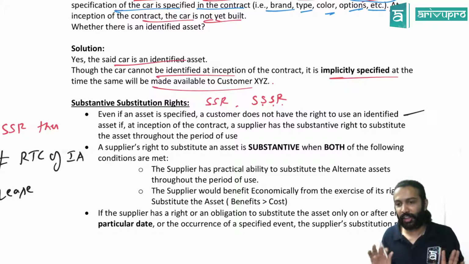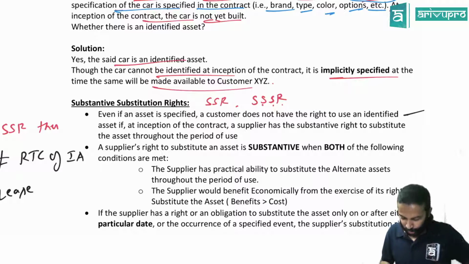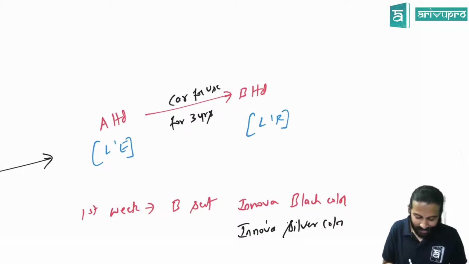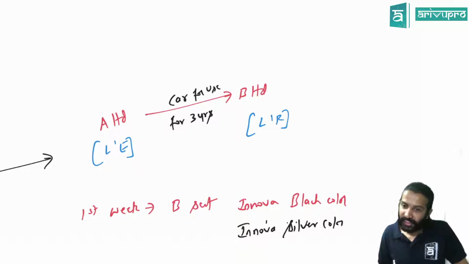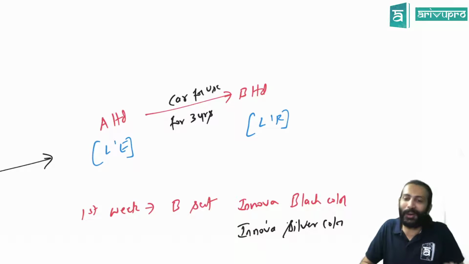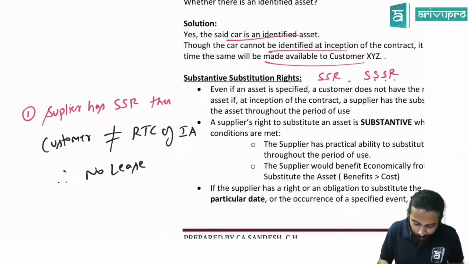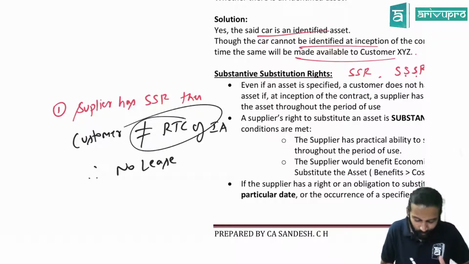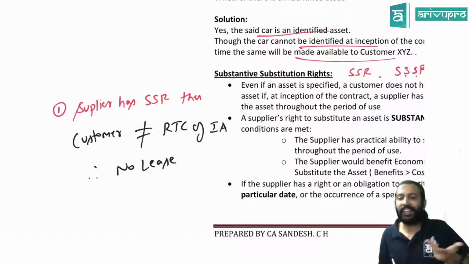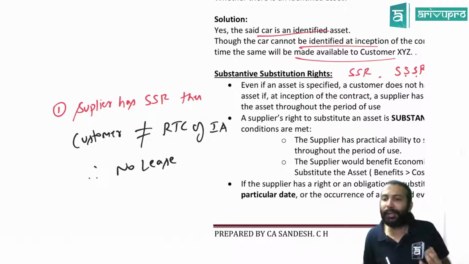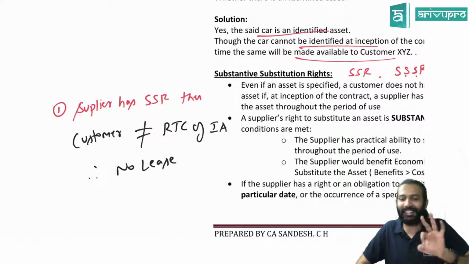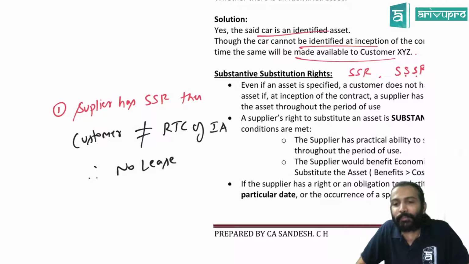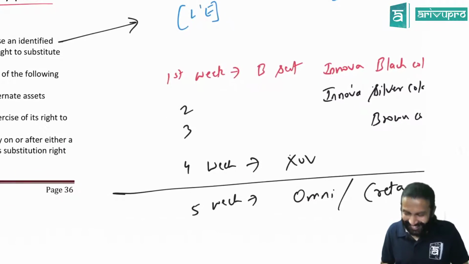Got it? Understood the meaning or once more? Understood. So if the supplier keeps substituting the asset, can the lessee identify the asset, sir? He can't identify. If he can't even identify the asset, where is the control? That is what we wrote here. If the supplier has SSR, then the customer will not have the right to control the use of an identifiable asset. If the customer does not have RTC and IA, these two main pillars of lease, therefore it will not be a lease. Understood? It's a simple thing, but given in a fancy way. Omni example, fine.